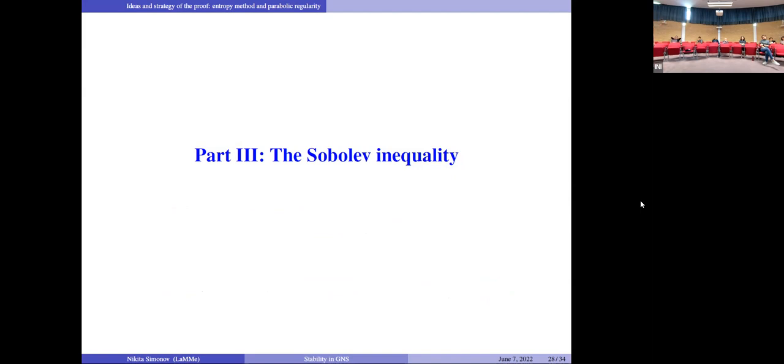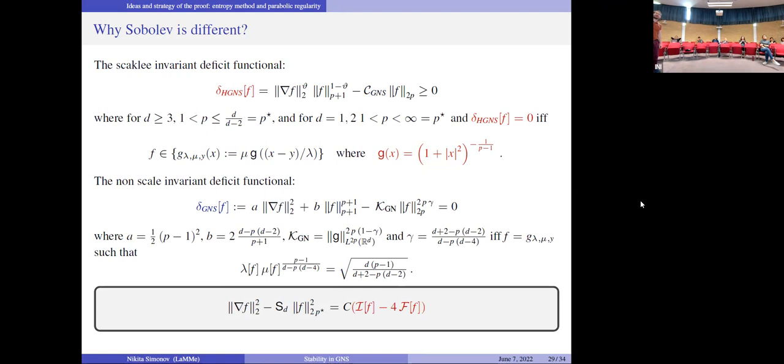Now let me briefly comment on why we have to exclude it. P star is the case of the Sobolev inequality, and that is why the Sobolev inequality is so different. Let's come back again to the deficit functional. Here is the scaling invariant deficit functional for the Gagliardo-Nirenberg family. And from this one, you can pass to the non-scaling invariant one.